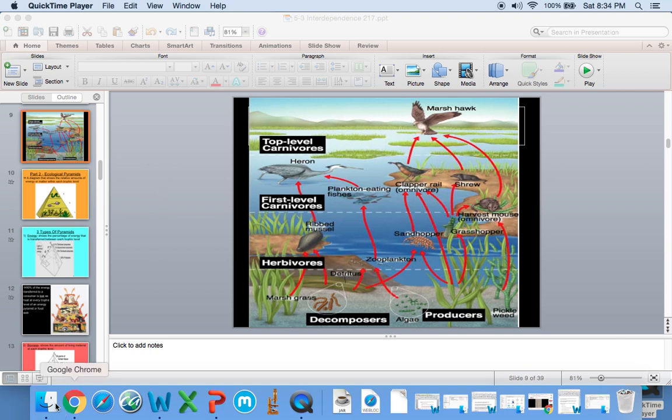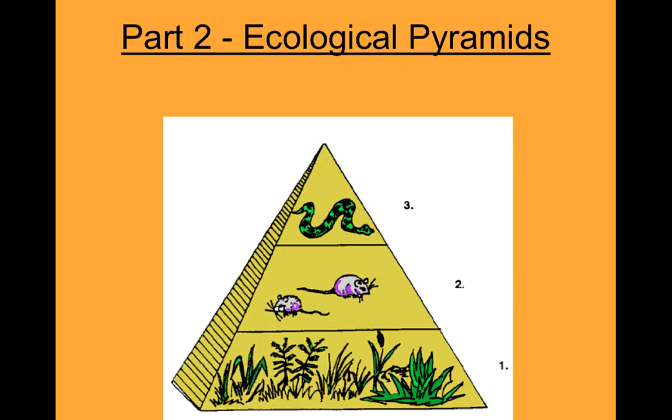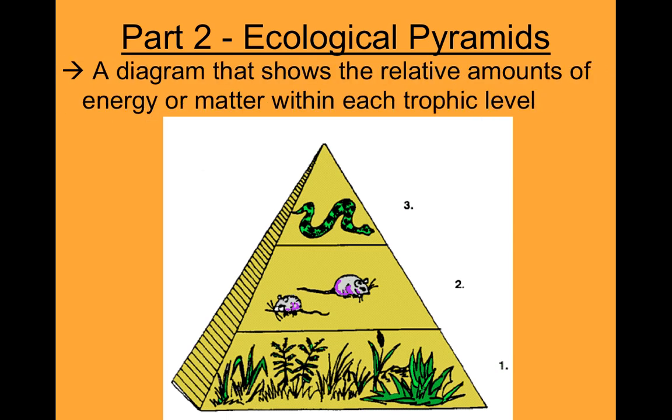All right, let's go on to part 2 of interdependence. All right, so now we're going to talk about ecological pyramids, which is another way to illustrate what's going on in an ecosystem. What this does that's different than the food web is it shows amounts. So the size of the chunk of the pyramid indicates an amount of organisms. It shows the relative, meaning comparative, amounts of energy or matter within each trophic level.